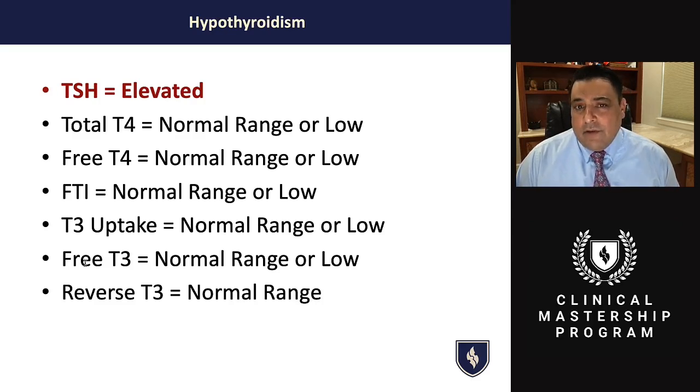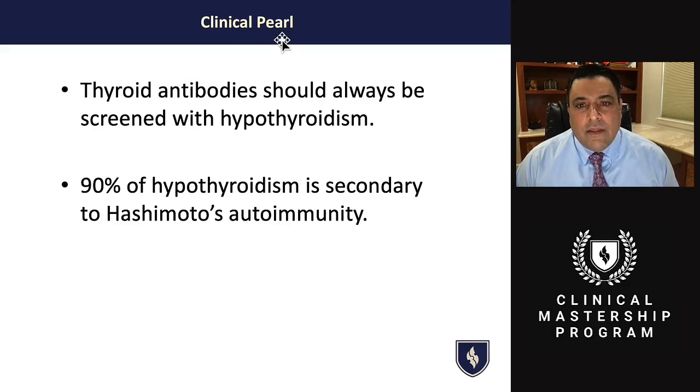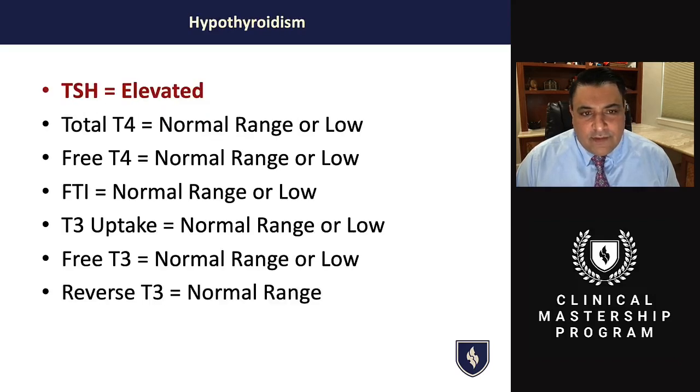Now, hypothyroidism, as we all know, is one of the most common endocrine disorders, actually the most common endocrine disorder in the world, only second to diabetes, and it's definitely the number one autoimmune disease in the world. Okay, now, clinical pearl: thyroid antibodies should always be screened with hypothyroidism. 90% of hypothyroidism is secondary to Hashimoto's. As soon as you see these elevations, just know that there's a 90% or greater probability that they have autoimmunity, and that's where the thyroid antibodies come in.